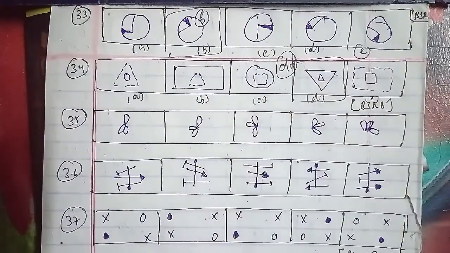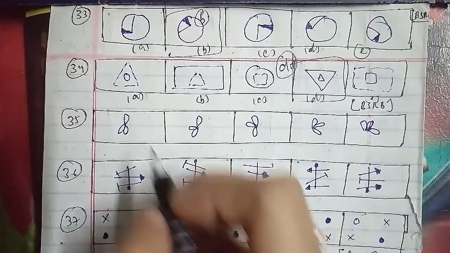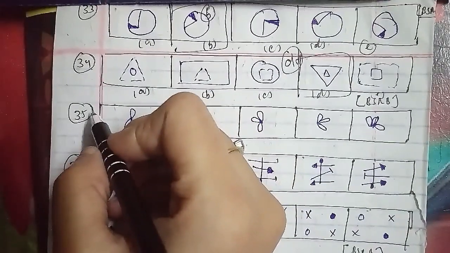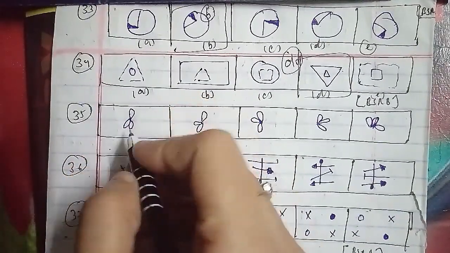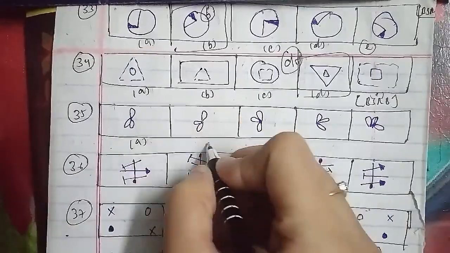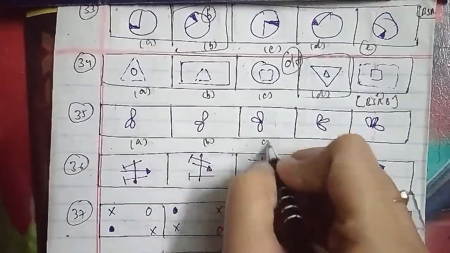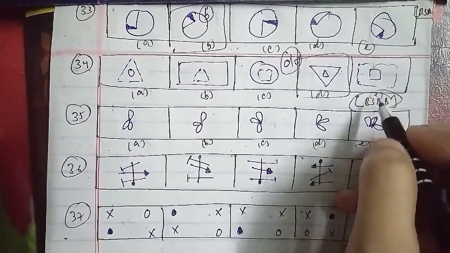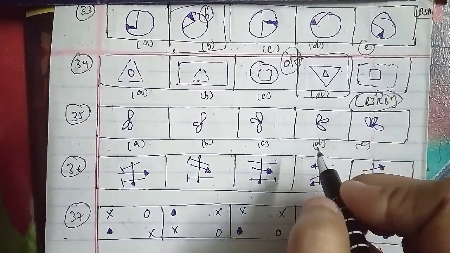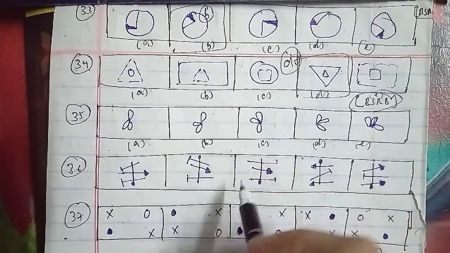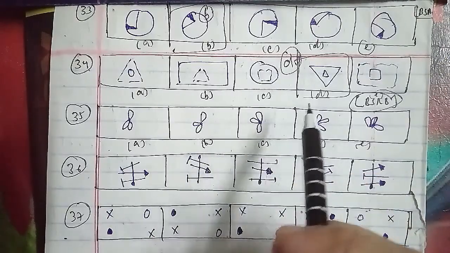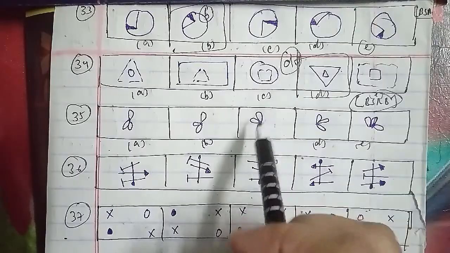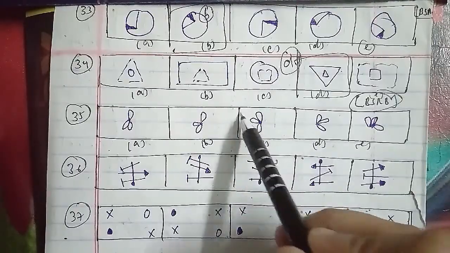Let's go ahead with the 35th question of the session. This has been named A, B, C, D and E. This has been asked in the BSRB question paper, which is also an important paper with respect to competition. Here all other figures can be rotated to form each other, so we can say that figure C will be the right answer for this question as well.